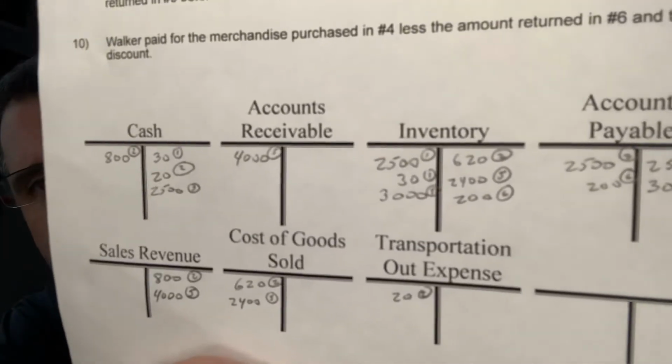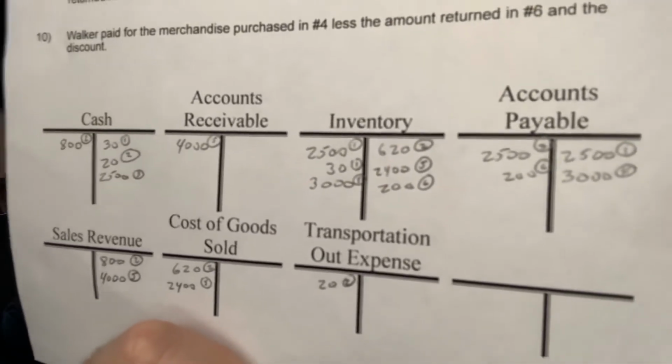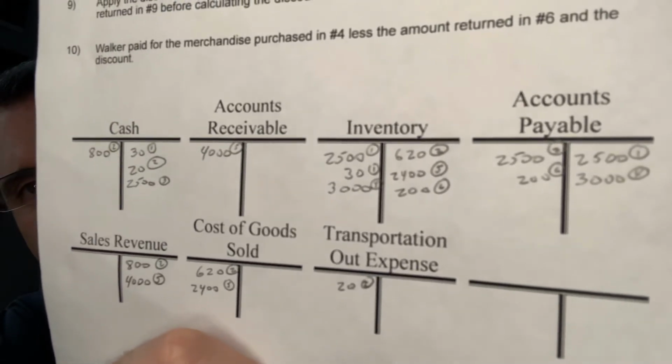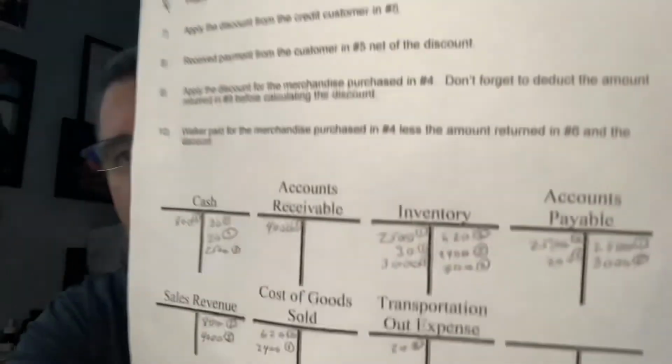Okay? Assuming we don't take any other discounts or anything like that. Okay, that's number 6. So again, that entry there, you can see, is a reduction to inventory and a reduction to our accounts payable account. Okay, there's your debits and credits. Okay, let's take a look at number 7.